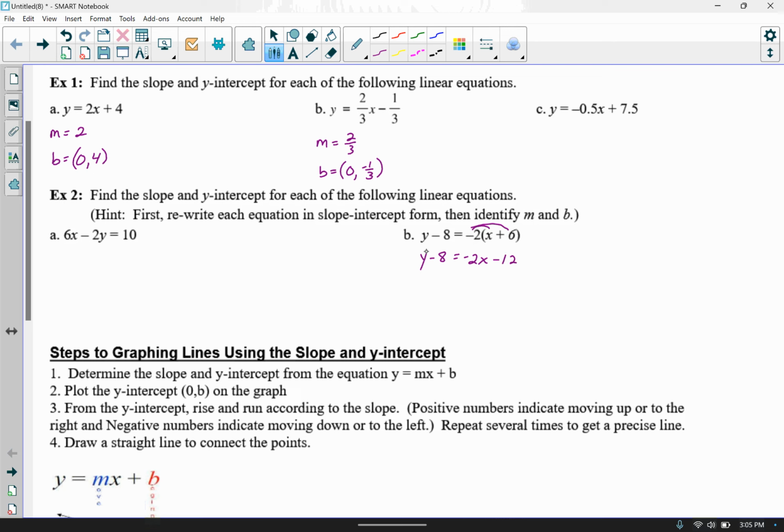And then the last step here is I need to get this y all by itself, so I need to bring -8 to the opposite side. Remember, anytime you cross the equals mark, always do the opposite. So I'll add 8 to both sides. That cancels out on the left-hand side, and you're left with y equals -2x, -12 plus 8. That's going to give us a -4. So now we can identify that my slope is -2, and my y-intercept is -4.